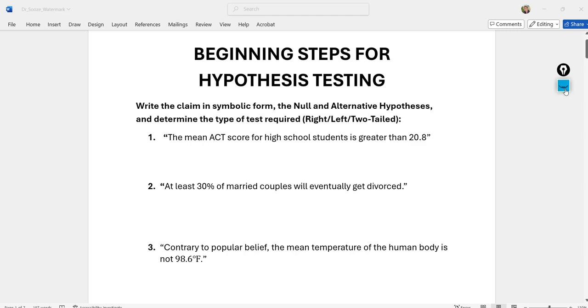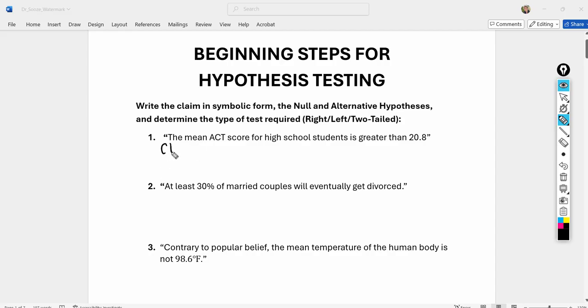Okay, so we're going to be having the same beginning steps for hypothesis testing regardless of the method that we use. You'll be given some kind of claim in a word problem. The first thing you'll need to do is write that claim in symbolic form. Then write the null and the alternative hypotheses, and then determine the type of test that's required: a right-tailed test, a left-tailed test, or a two-tailed test. So let's just get right into it.